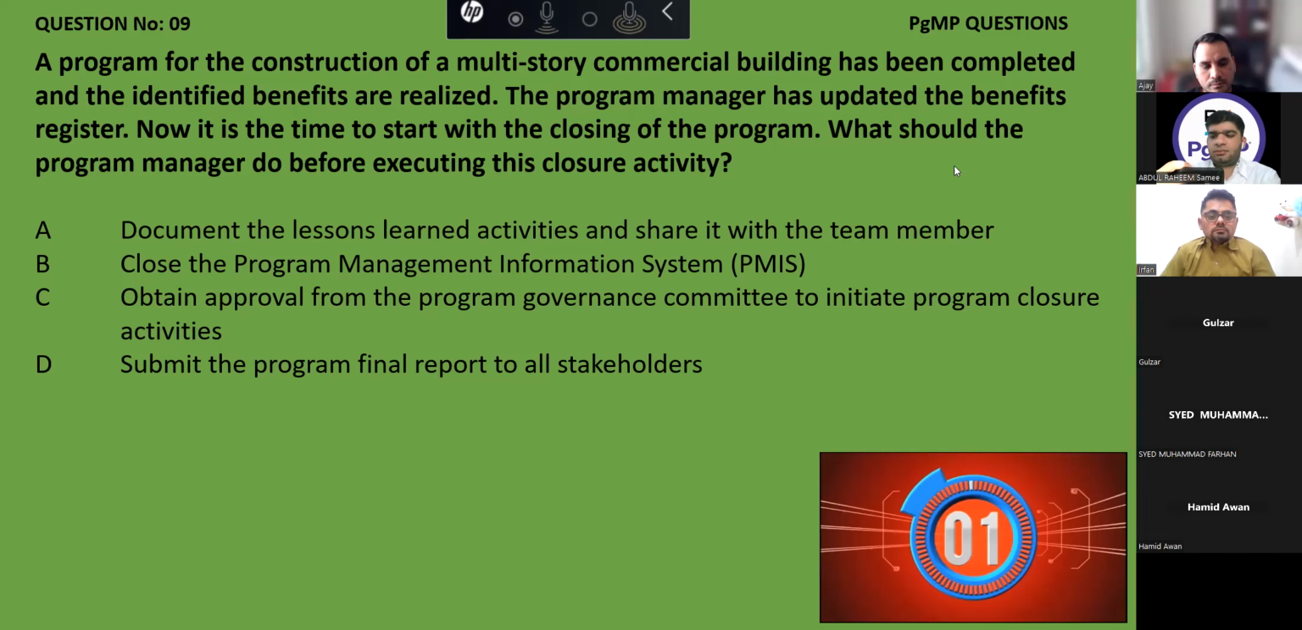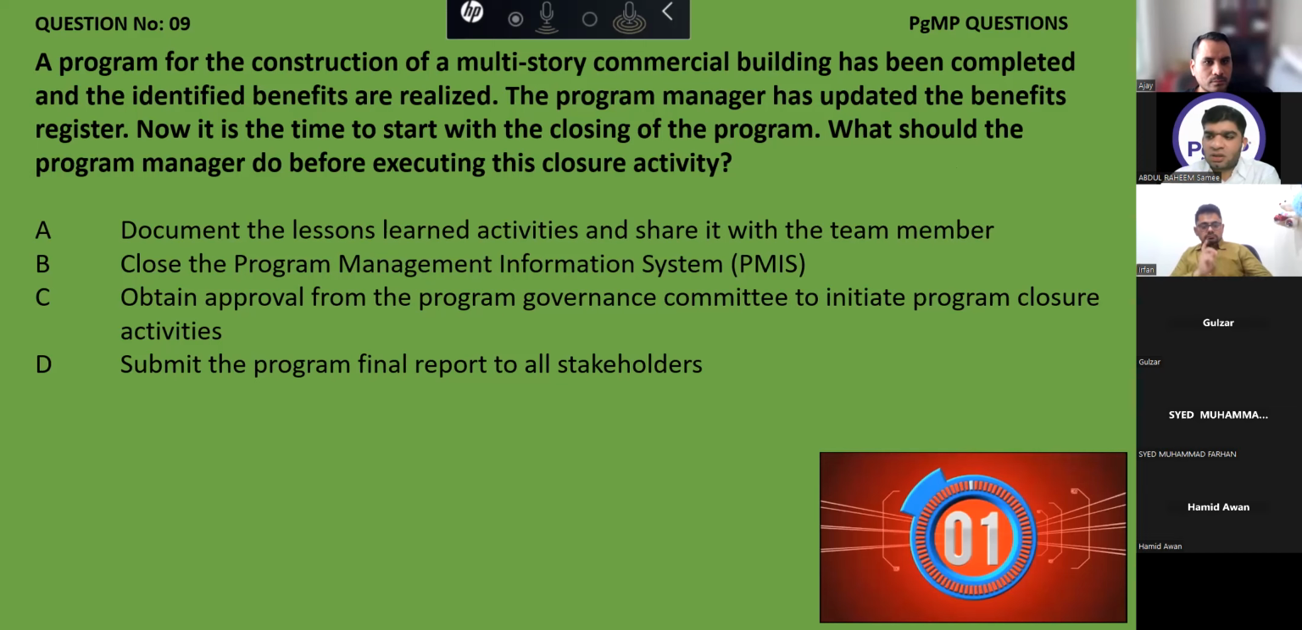Option number D is itself a part of the closure activity, where you are writing the program report. So if you see, option numbers A, B, and D are themselves part of the closure activities that are to be done once we are in the closure phase. And option number C is an activity that we will do before going into the closure phase.